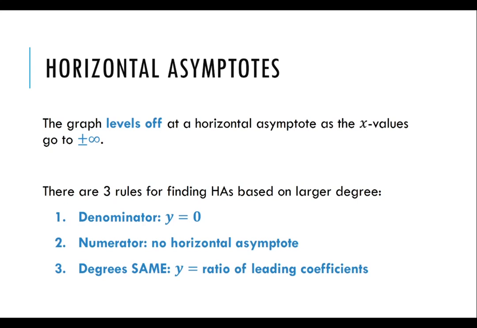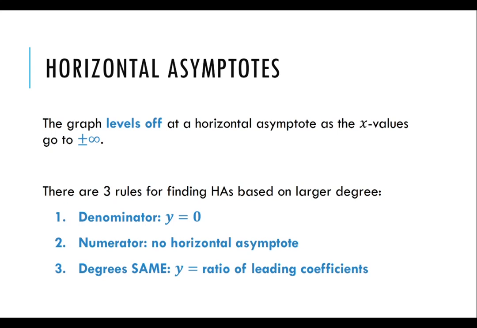Now specifically when we're talking about horizontal asymptotes, all we need to be concerned about is the degrees of the numerator and the denominator. So specifically, my 3 rules for finding horizontal asymptotes are just which one of these has the largest degree. If the denominator has the largest degree, then we have a horizontal asymptote at y equals 0. Then, if the numerator has the larger degree, we don't have a horizontal asymptote. We may have some other type of asymptote, but it's not horizontal.